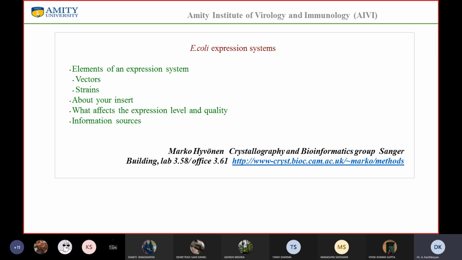Okay. So the subsequent slides are taken from this scientist called Marco Hyoven, who works in the crystallography and bioinformatics groups in the UK. I saw some of his lectures and slides. They look very nice, appropriate for us. So I've decided to take them up. So all the acknowledgements to Marco Hyoven.